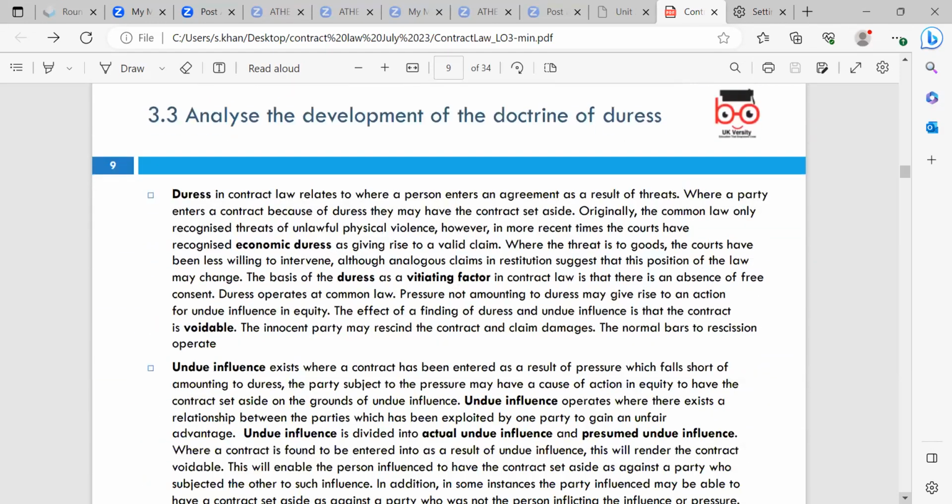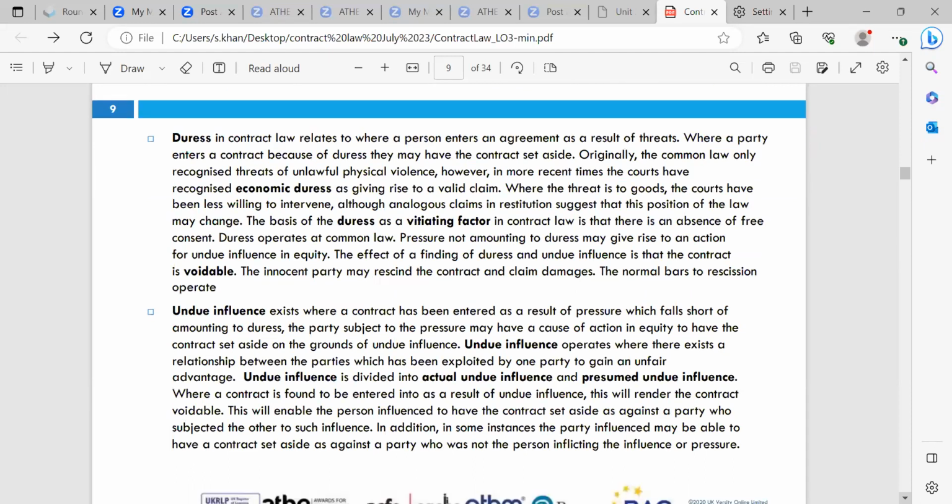So 3.3 is to analyse the development of the doctrine of duress. Now, duress in contract law relates to where a person enters an agreement as a result of threats. Where a party enters a contract because of the duress, they may have the contract set aside. Originally, the common law recognised threats of unlawful physical violence. However, in more recent times, the courts have recognised economic duress as giving rise to a valid claim. Where the threat is to goods, the courts have been less willing to intervene.